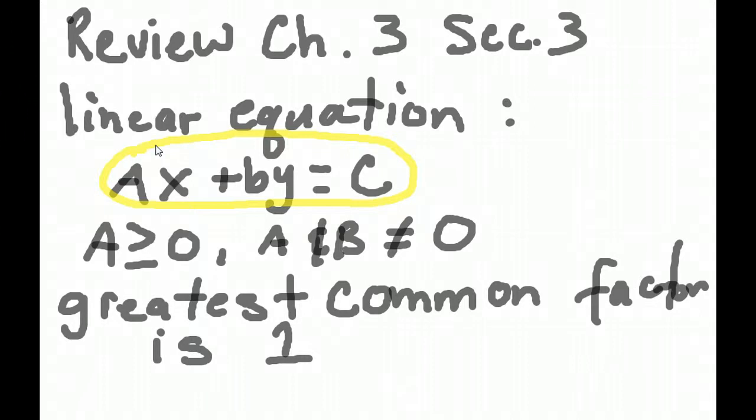And a and b in the same equation cannot both equal 0, because you can't have 0x plus 0y equals c. And last, the greatest common factor of each term is 1. And that means if ax plus by equals c, you can't pull anything greater than 1 out of them.